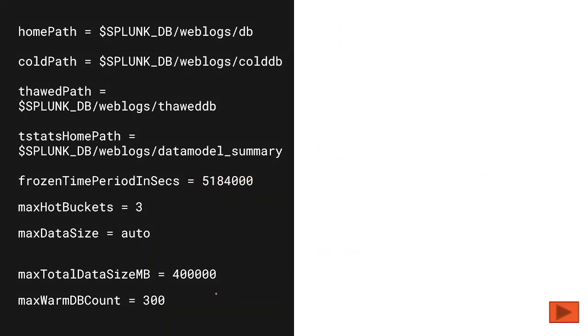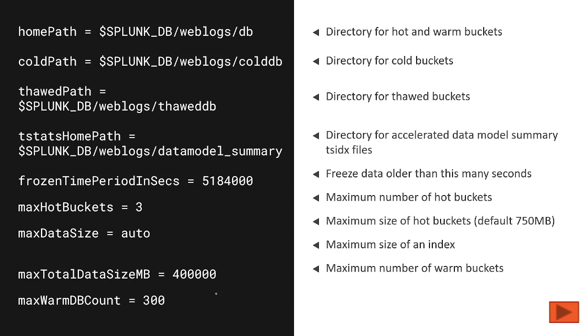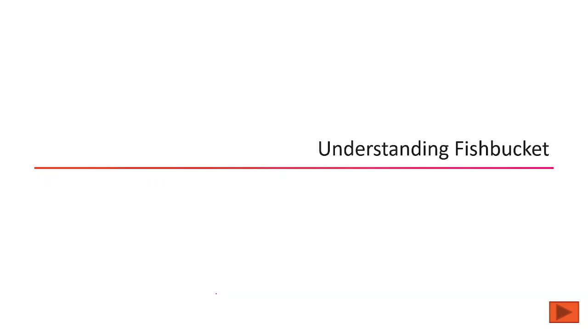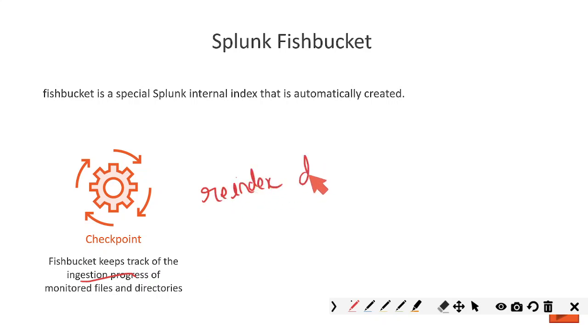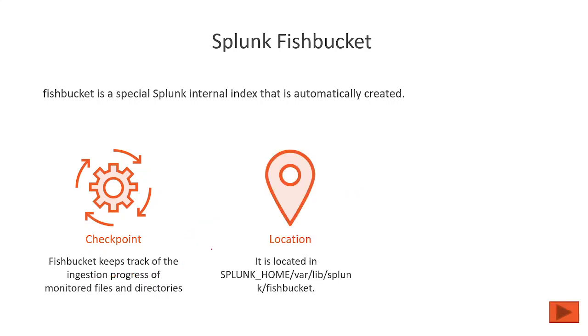Okay. So moving on. I think I've covered all this. So it's time to understand the fishbucket index, and it is also a very important concept, right? The first thing I really wanted to point out is that the fishbucket index keeps track of the ingestion in progress. Therefore, with the help of the fishbucket index, we can re-index some data if we fail to. We can re-index that particular data if we really want to, because it keeps track of the ingestion progress. Okay. And you can also see the location of the fishbucket index. It is again in the same place as the other indexes, under the var lib splunk directory.